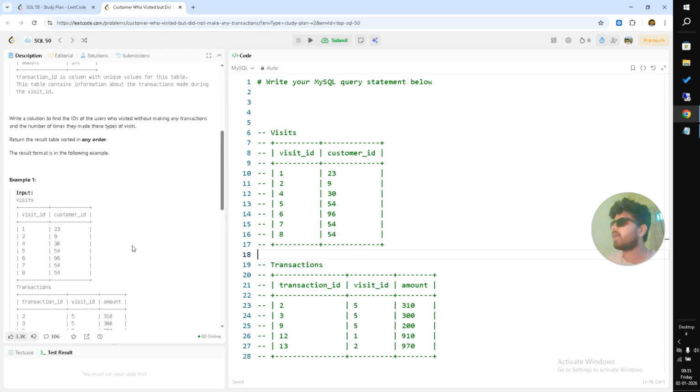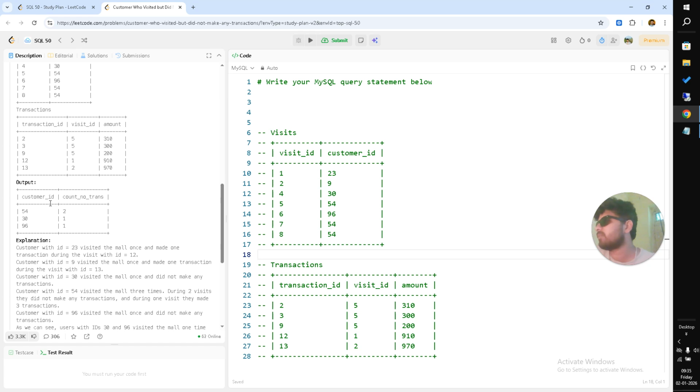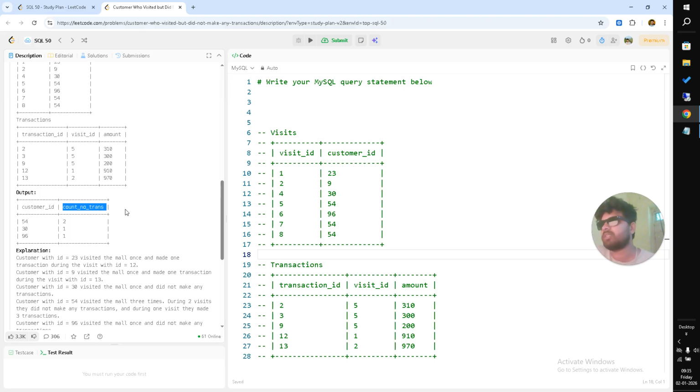Write a solution to find the ID of the user who visited without making any transactions, and the number of times they made these types of visits. So they are visiting without making any transactions, so we need to count that, I can say, untransacted visits to the shop. So we find out the customer ID and the number of no-transaction visits.